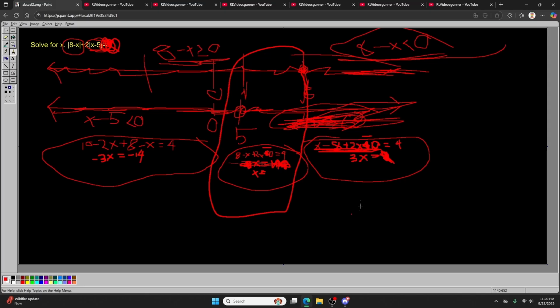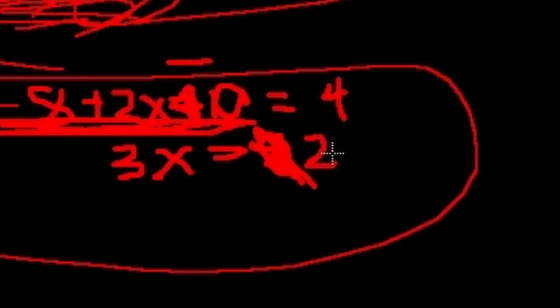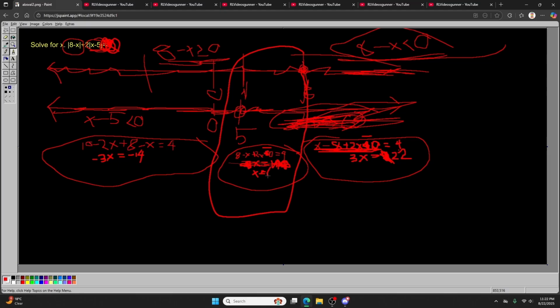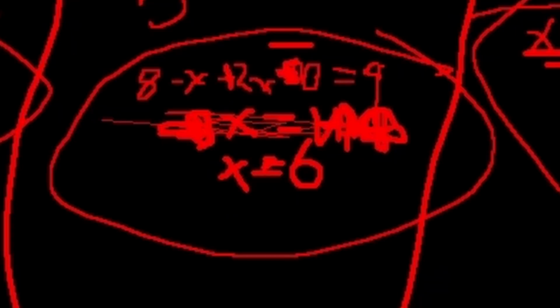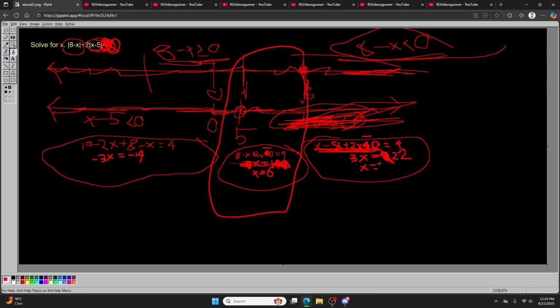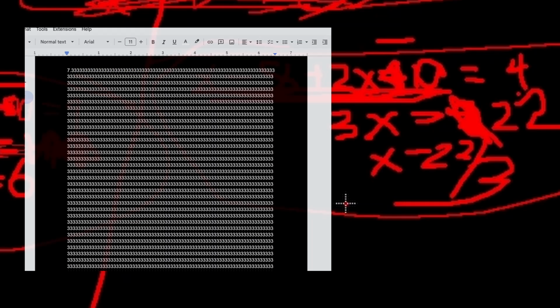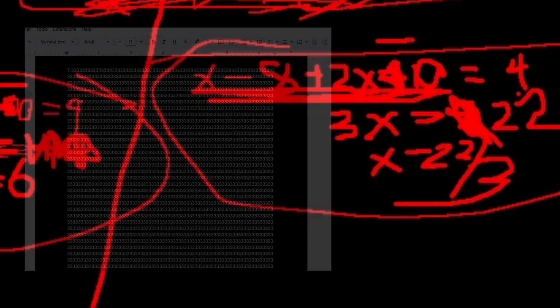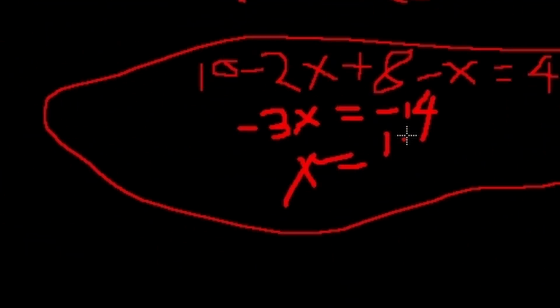Wildfire update, shut up. I literally don't care, bro. I have to finish this. Bro, I don't know what this number is. 22? I'm pretty sure that's 22. X is 6. Okay, and then we have this number, which is a number. I'm not simplifying it because that would literally take you an infinite amount of time. And same with this guy.